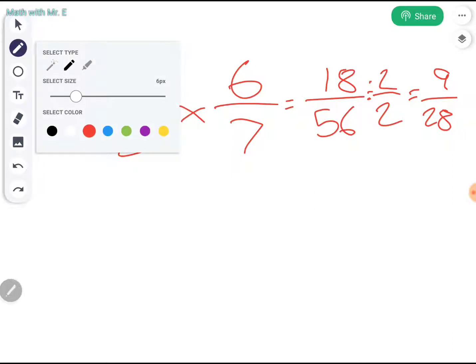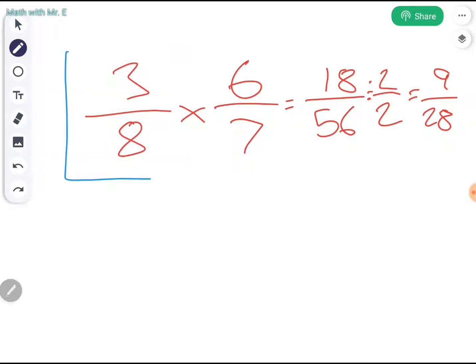However, we can also simplify this beforehand. Let's go back and look at our original problem and ask ourselves, is there any set of a numerator and denominator that both have a common factor? Let's look at 3. Does 3 have any common factors with 8? No. Does it have any common factors with 7? No. What about 6? I know that 6 can be divided by 2, and so can 8. So let's go ahead and divide these both by 2.